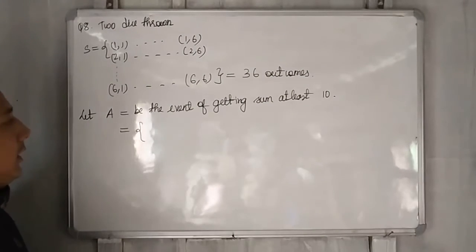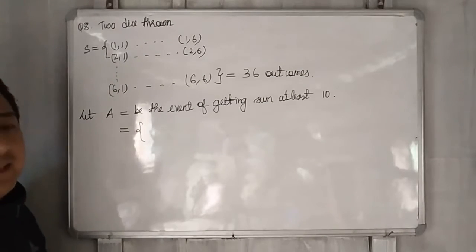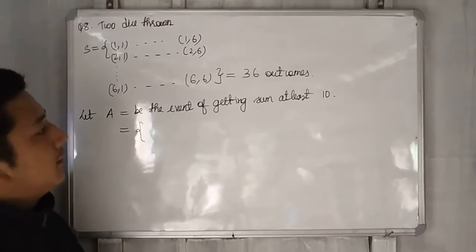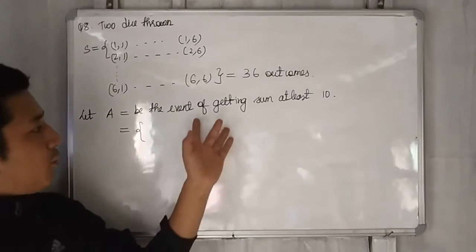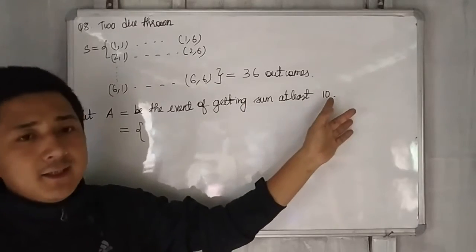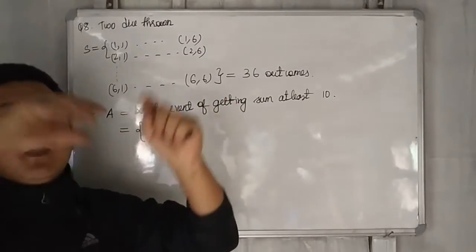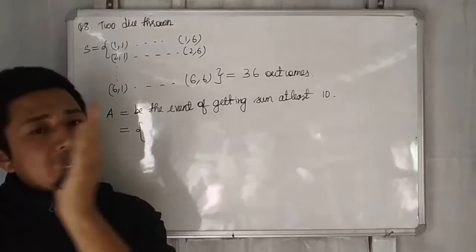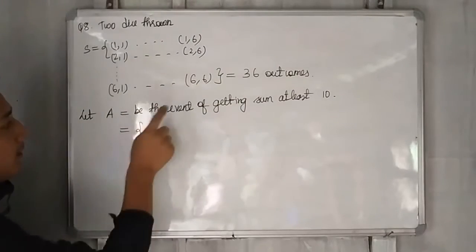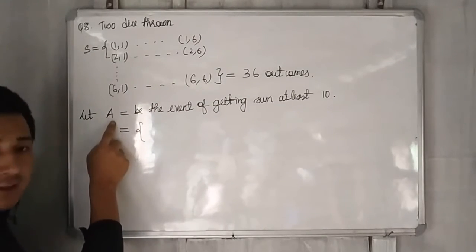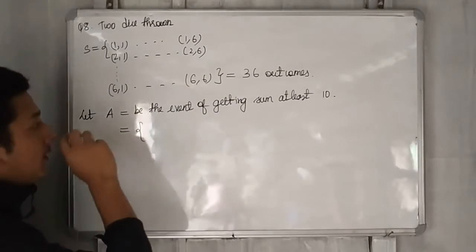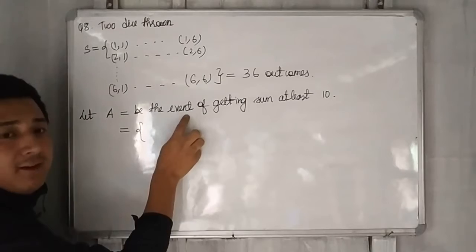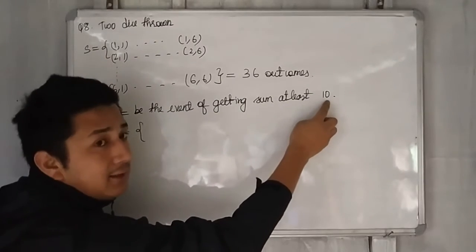Find the probability of getting the sum at least 10. We need to find the probability of getting the sum as at least 10, okay? So for that I've taken the help of an event. Let capital E be the event. Now what kind of event? Capital E is the event whose sum will be at least 10.